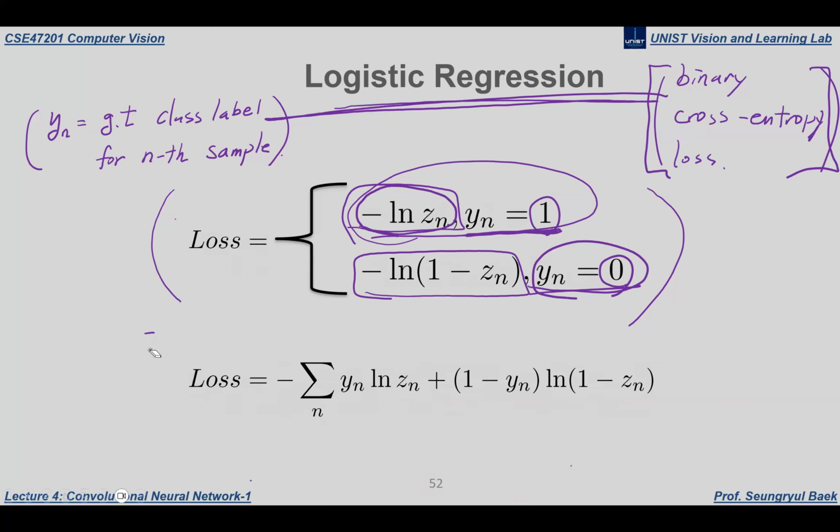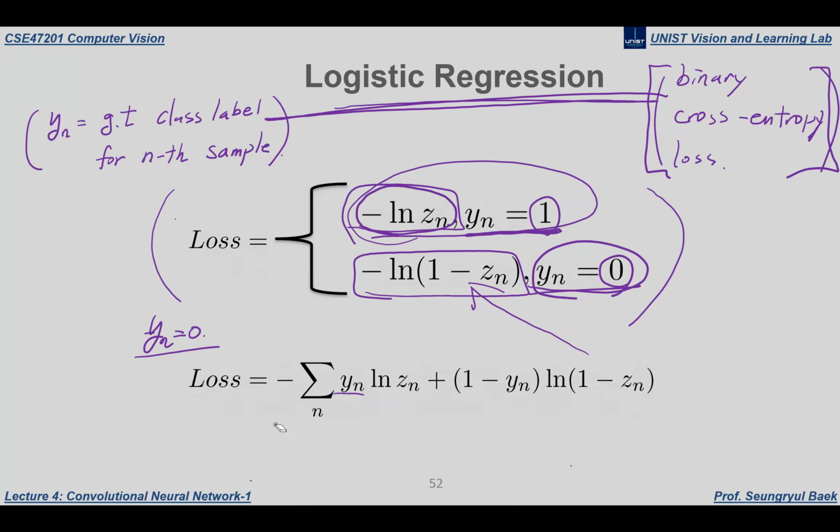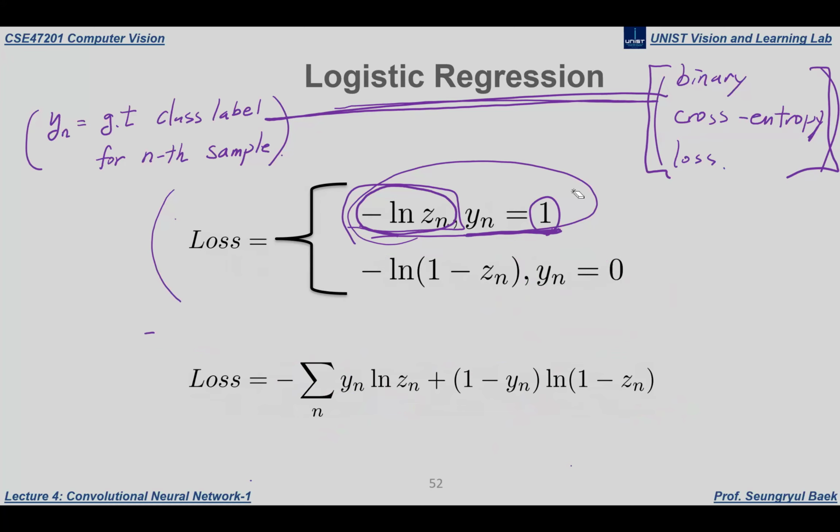And also we have to think about what happens when yn is 0. Then this goes to 0, so the entire term here becomes 0, and only this remains, but this becomes 1 because yn is 0. It becomes the same as applying this loss to that nth sample, right? And the minus sign is here actually. Are you guys following this? Actually, the above thing and the below thing are the same. You have to understand that first.